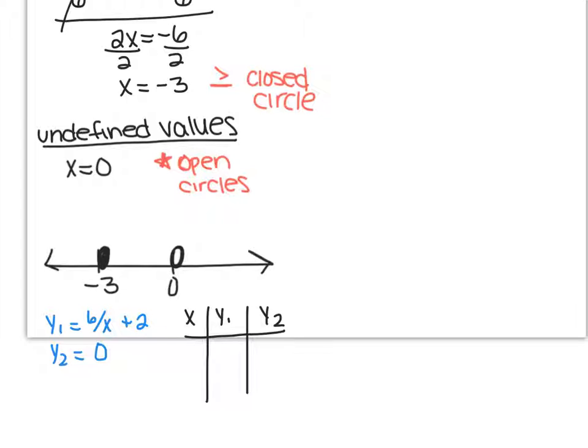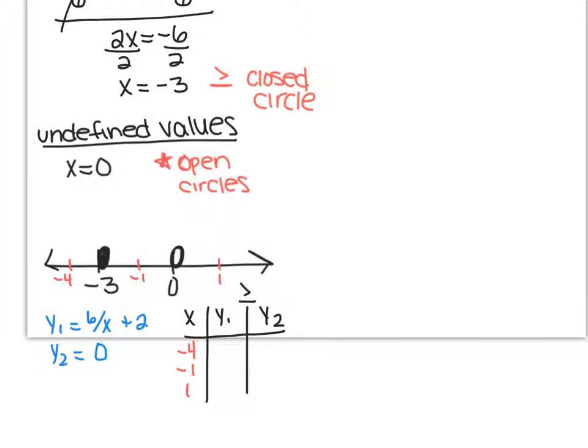Now what you want to do is find the values where y1 is greater than or equal to y2. So we're testing where this is greater than or equal to this, but we have to do it at specific x values. So we're going to choose a value that is greater than 0. Then we're going to choose a value that's between 0 and negative 3, and then we're going to choose a value less than negative 3. So I'm going to choose to test 1, negative 1, and negative 4. So in order, we're going to have when x is negative 4, when x is negative 1, and when x is 1.